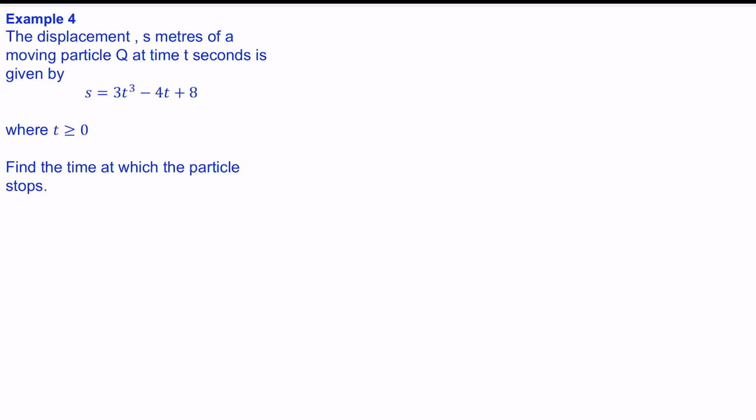Okay, so welcome back if you had a go. The first thing we need to understand is that when a particle stops, the velocity is 0. So we need to work out the velocity, and we know this is ds by dt. So we'll differentiate this. 3 times 3 is 9, so it's 9t squared. And then this negative 4t becomes minus 4. And when the particle has stopped, this equals 0. So 0 equals 9t squared minus 4.